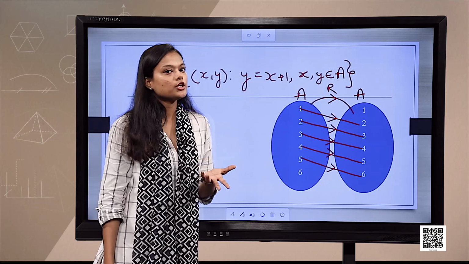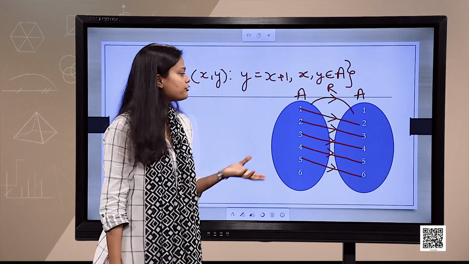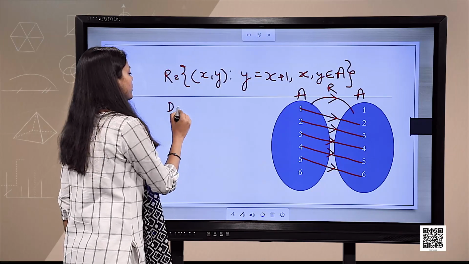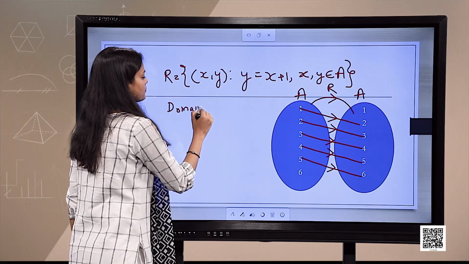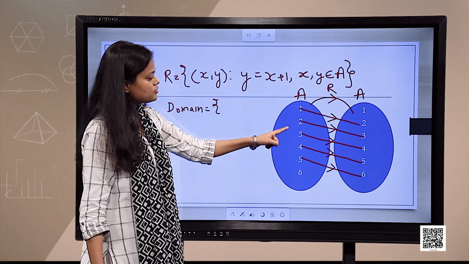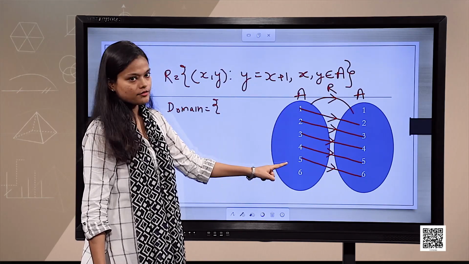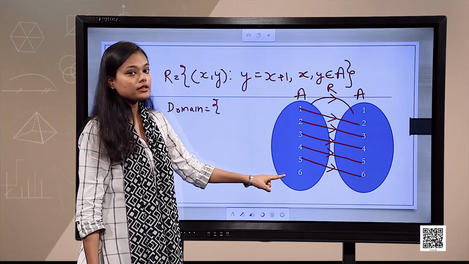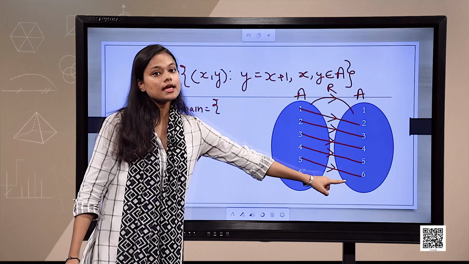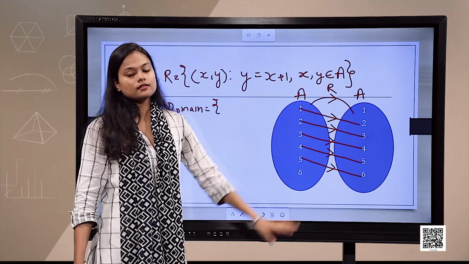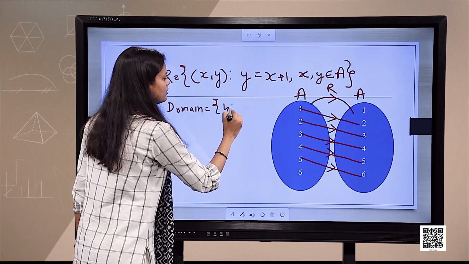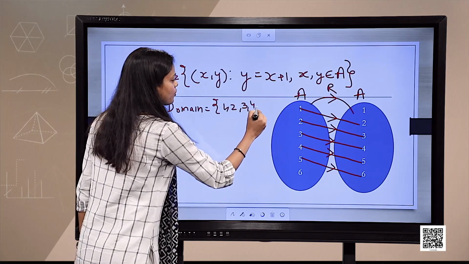Now, what will be the domain, range and codomain of this relation? Easy. Domain: 1, 2, 3, 4 and 5. 6 is not in the domain. Why is it not in the domain? Because it does not have an image in the set A. It does not have an image, so it will not be included in the domain. So, 1, 2, 3, 4, 5.